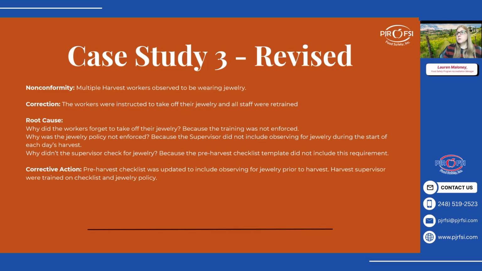So the corrective action would be: the pre-harvest checklist was updated to include observing for jewelry prior to harvest. Harvest supervisors were trained on the checklist and jewelry policy. So, like I said, sometimes training of that specific employee, even training of all the employees, makes it hard to remember. If you don't have somebody enforcing taking that jewelry off every day before starting picking, then people are more likely to wear the jewelry, and that would be a nonconformity.